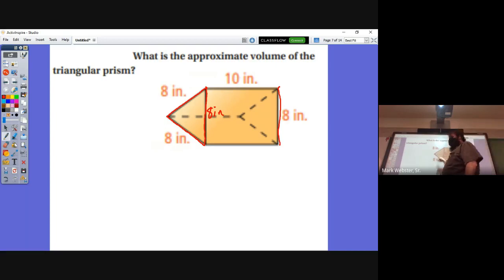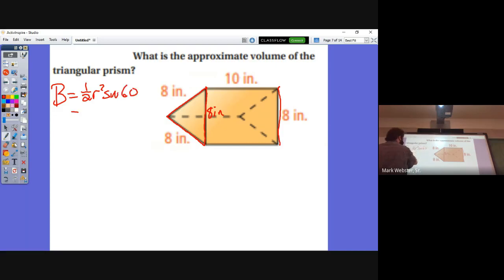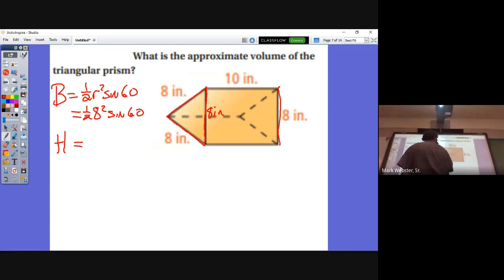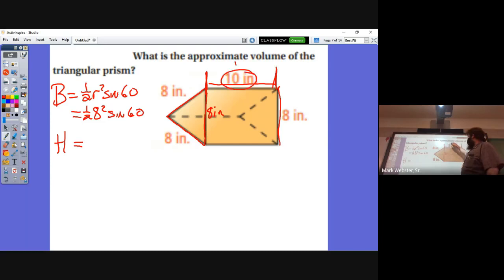So rather than trying to figure out the height for some reason, just go back and use that 1/2 r squared sine 60. Well, what's r? It's 8. And I'm just going to leave it there for now. I'm not even going to bother, because that's going on the calculator, right? So let it be. What's our height? Now our height is the distance along the prism, right? From here to here. So this is our height.